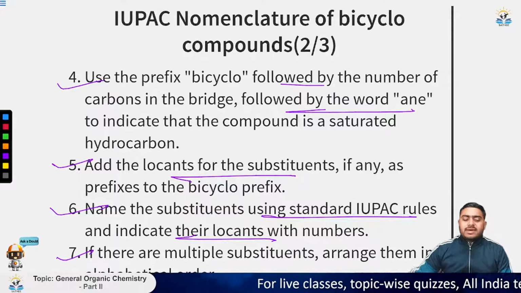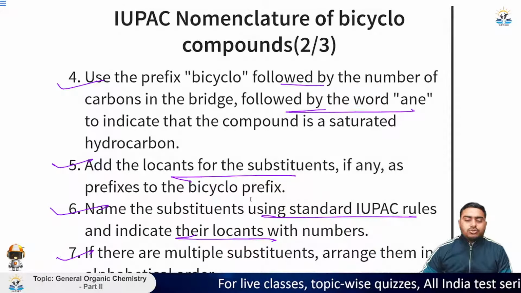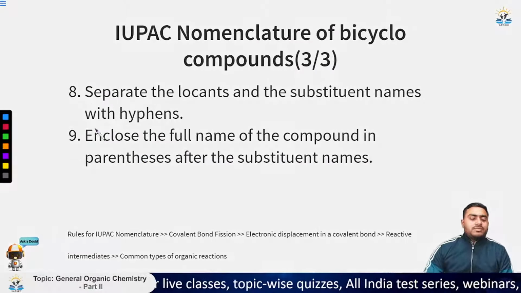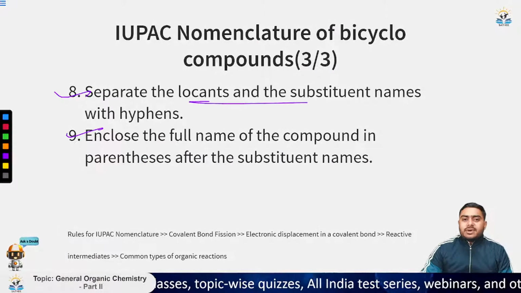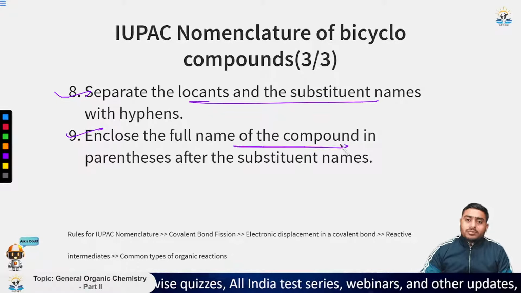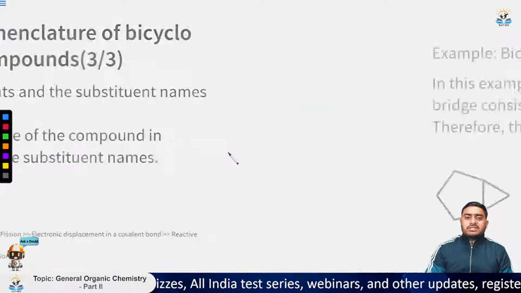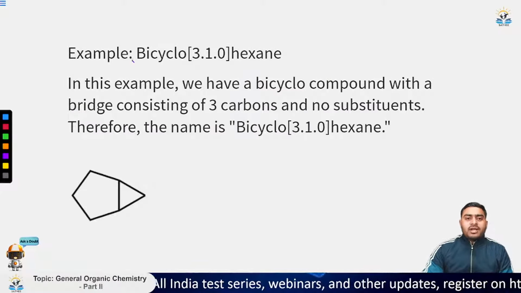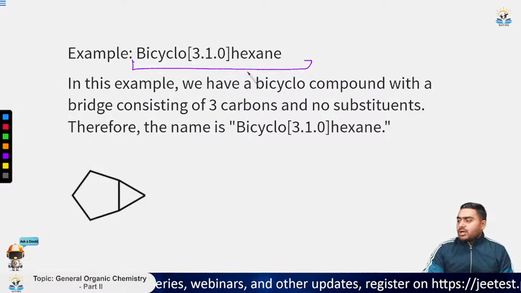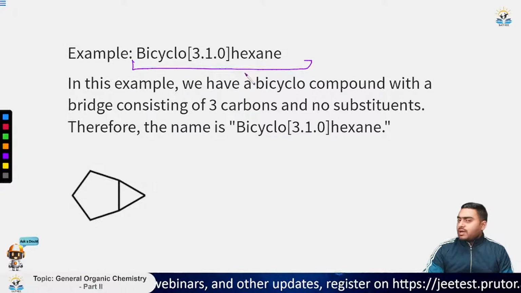If you want to see some examples, I will provide some very simple ones. First of all, let's see points number 8 and 9: separate the locants and substituent names with hyphens, and enclose the full name of the compounds in parentheses after the substituent name. So you can see an example like bicyclo[3.1.0]hexane.